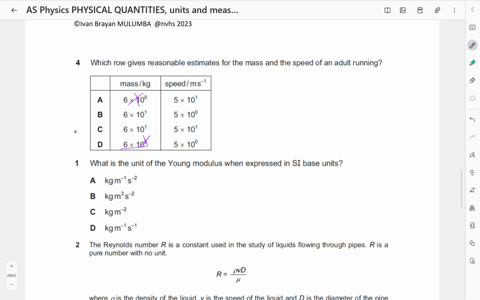Then let's check the speed. B is showing 5, this is 5 meters per second, and this is 50 meters per second. So this one is too much for an adult running, because even the fastest runner could be running at around 10 meters per second. So our answer is going to be B.